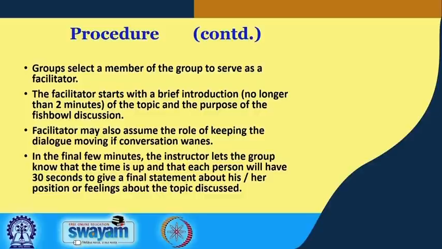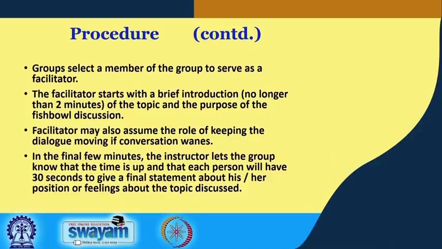So we have the first fishbowl discussion, in which the group will select a member to serve as facilitator. Not necessarily the one who is the most mature. Democratically and with transparency, you can select one member to function as the facilitator in the fishbowl discussion. The facilitator will initiate the discussion. He will be the first one to speak. He will give a brief introduction, not more than 2 minutes, I will say not more than 1 minute, on the topic and the purpose of the fishbowl discussion.